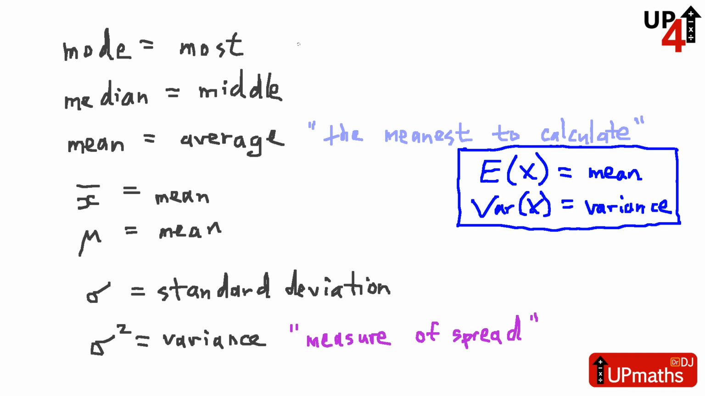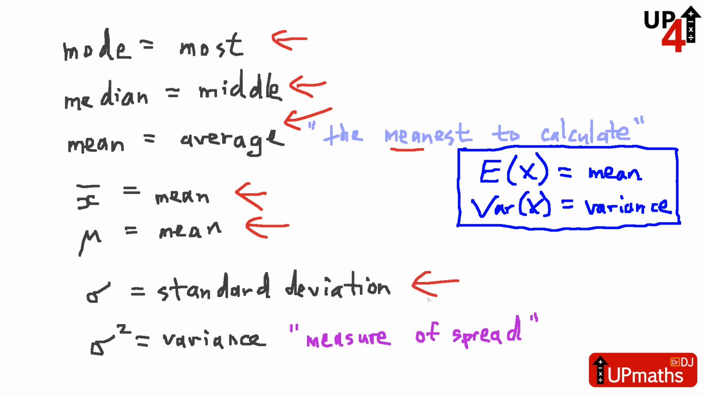It's just some words we have to learn. The mode is the number there's most of. Median is the one in the middle. Mean is the average. Struggling to remember what mean means? I always think it's the meanest one to calculate. And there's two other ways of writing mean. Why do we have to make it so complicated?